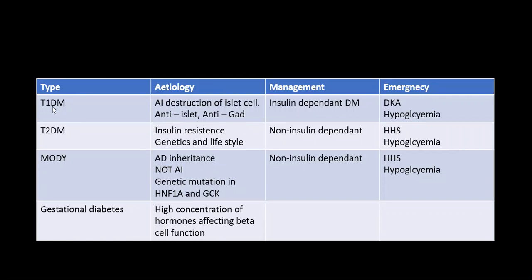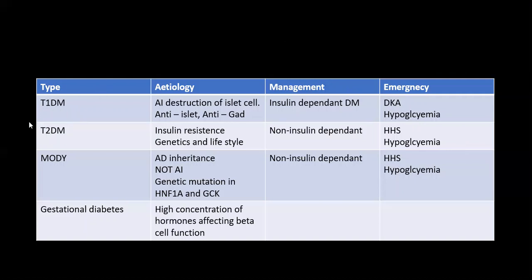So type 1 diabetes mellitus is autoimmune destruction of islet cells, either by anti-islet cell antibodies or anti-GAD antibodies. So this is an insulin-dependent type of diabetes mellitus. And this is usually diabetes that occurs in children and is usually diagnosed following an episode of DKA, unfortunately. And another emergency, once we're treating, is hypoglycemia. So DKA is diabetic ketoacidosis, and I will speak a little bit about that in a little while.